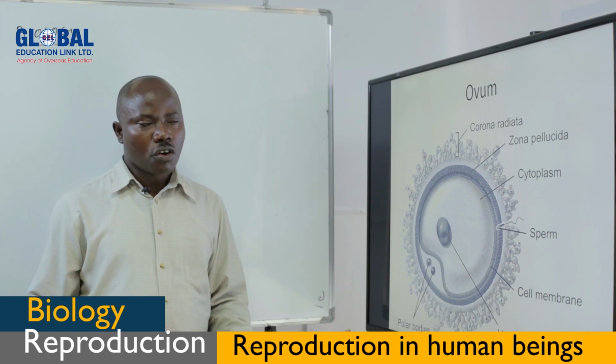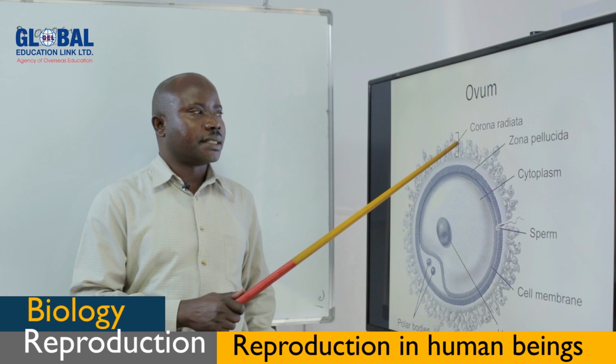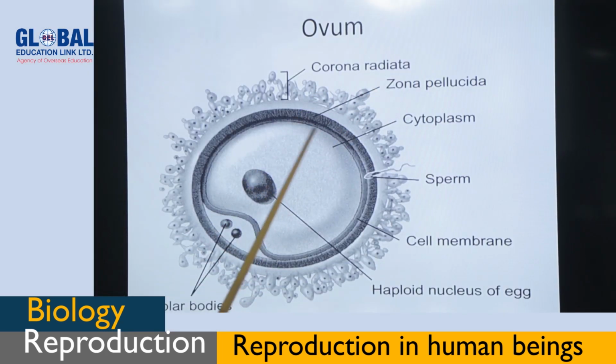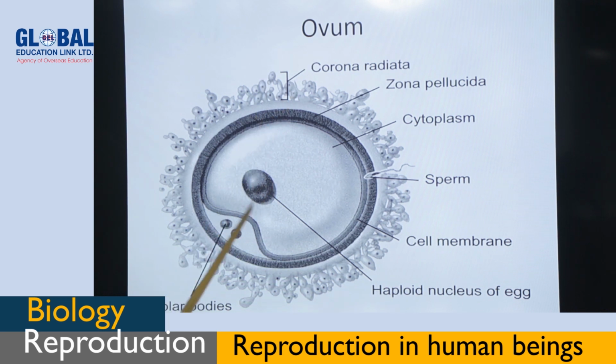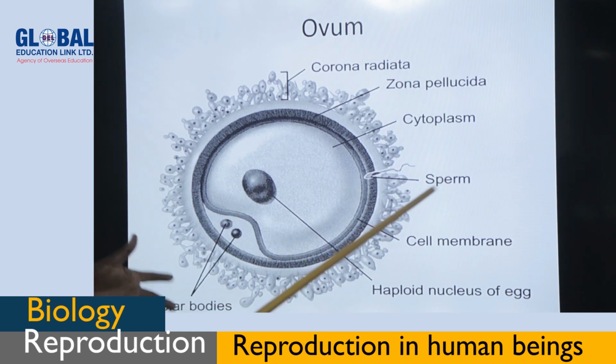Dear students, after we have done the presentation showing how oogenesis takes place, let me show you the structure of the mature ovum. The mature ovum has the corona radiata forming the outermost layer. We have the zona pellucida, the layer next to the corona radiata, leading to the inside part of the oocyte. You have the cell membrane just behind the zona pellucida, and you have the cytoplasm, this large part. Inside the cytoplasm, you have the haploid nucleus of the egg and the polar bodies. These are important features the oocyte will have after complete oogenesis.